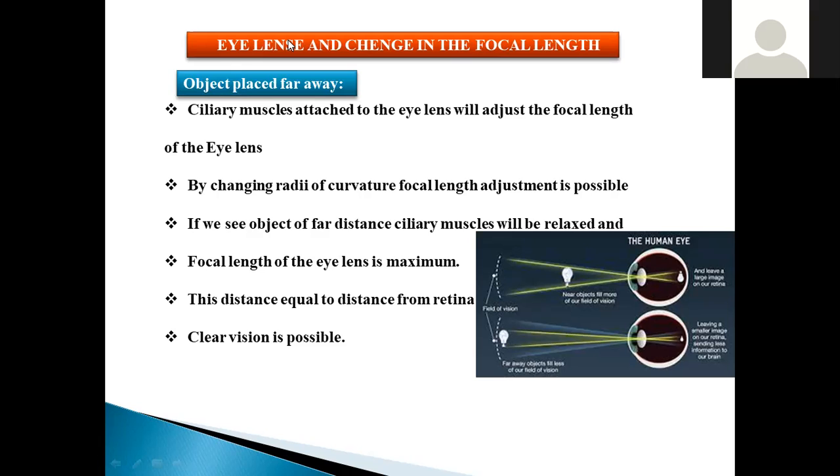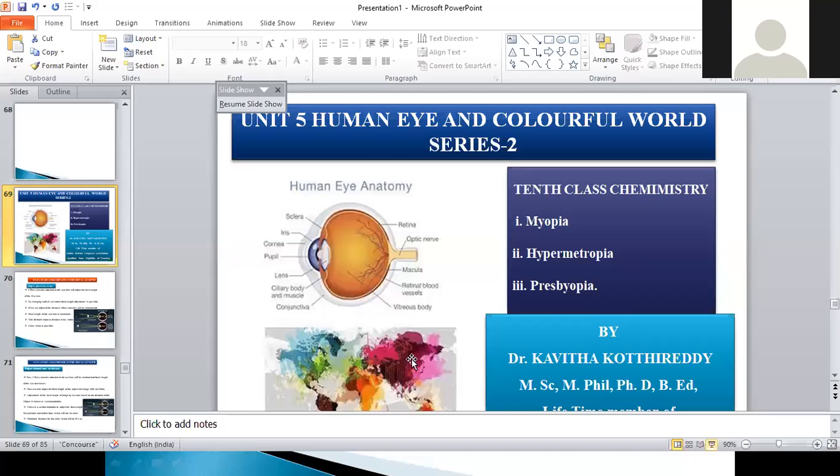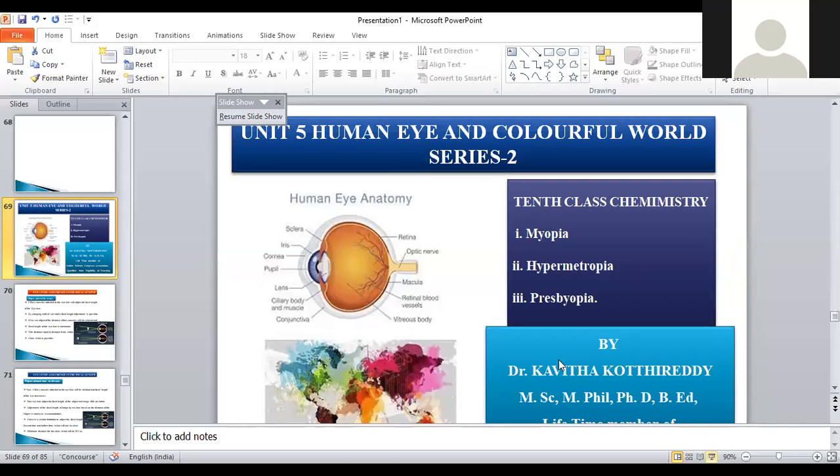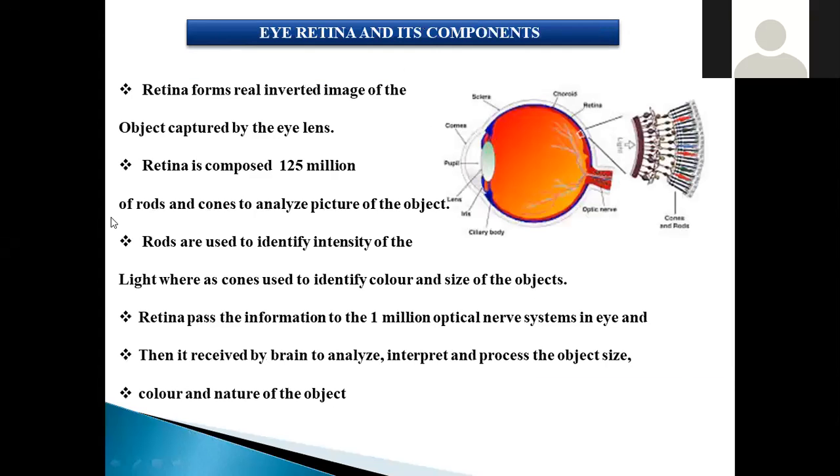Okay, so now let us see the eye retina and its components, how the retina is able to capture the vision and the image, and how the information is passed to the optic nerve. Let us discuss this retina and its components.